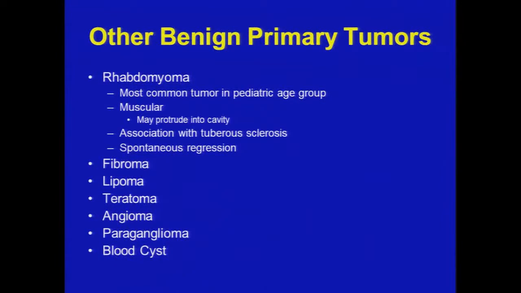Other benign tumors that you should know about for the boards include the rhabdomyoma, which is the most common primary tumor seen in the pediatric age group, frequently seen in children less than 1 year old. They tend to arise from muscle, but they can protrude into the cavity. They can be multiple, being in both ventricles and even in other chambers. There's a strong association with tuberous sclerosis, and what's important to realize is that these primarily regress by age 4, and surgery is rarely needed to remove these tumors.